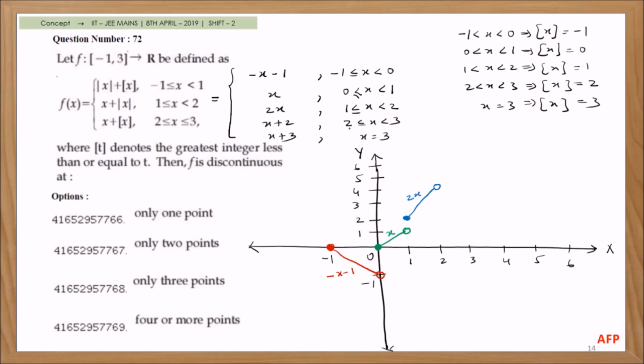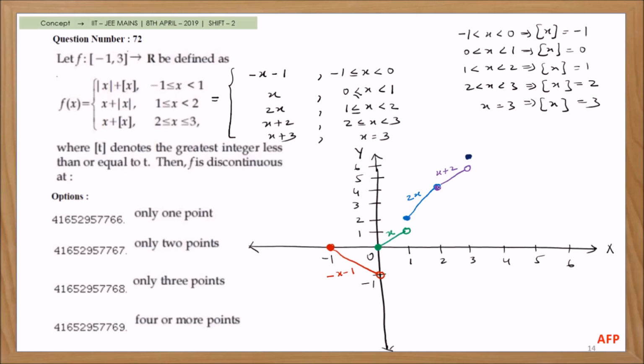Next, 2 to 3: 2 is included, and if you substitute 2 you get 4, so it is included. If you substitute 3 you get 5, but 3 is not included, so 5 is not included. So what is this equation? This equation is x plus 2. Next, if x is equal to 3, you get 6, which is included.